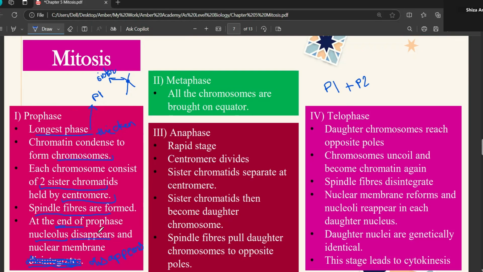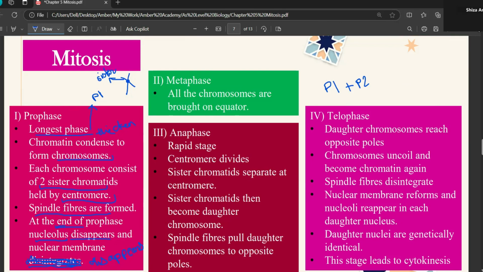Okay, so write this somewhere in inverted commas so that you remember that here we have to use the word disappear, and not any other word. So prophase is the longest phase. Then we said that your chromatin will condense to form chromosomes, and they are formed by the joining of two sister chromatids with the help of the centromere. Then spindle fibers are formed, and at the end of prophase, your nucleolus and nuclear membrane will disappear.